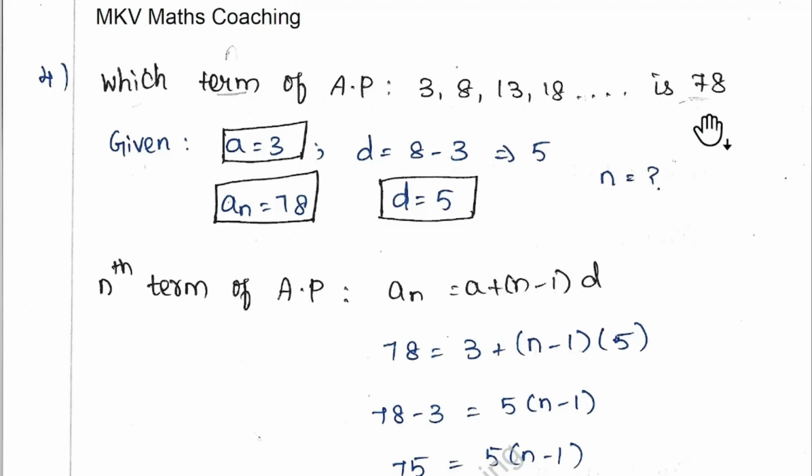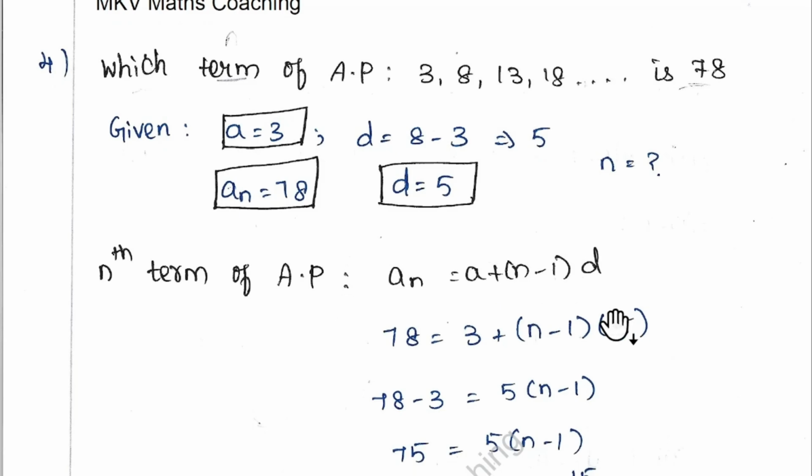That is the nth term, so what is n? Suppose A17 is 78 or A28 is 78, like this. You want to find the n value here. Which term is 78? You have to find the n value here.